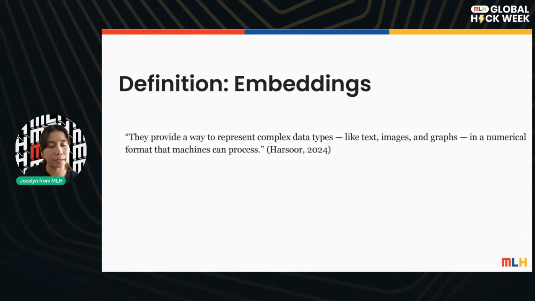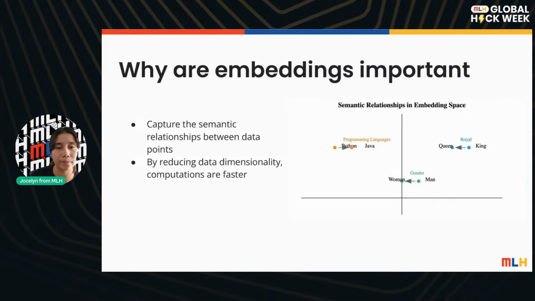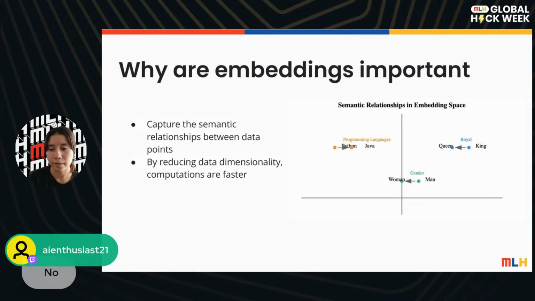So I can see what I can do. For embeddings, they basically provide a way to represent complex data types. These complex data types can be text, images, or graphs, and they will be represented in a numerical format that a machine can actually process. So yeah, this is just a really formal definition, but I have a better explanation here.